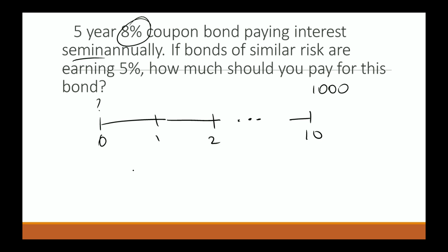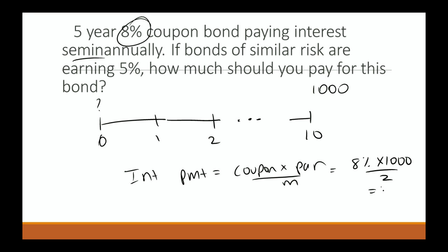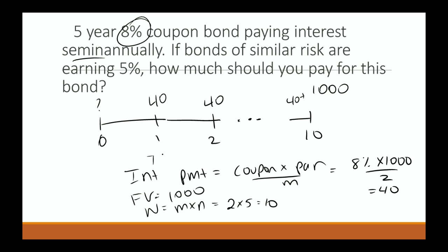8% coupon. So your interest payment is equal to your coupon times par divided by a compounding frequency. 8% times 1,000 divided by 2. So that's $40. You're going to receive $40 every 6 months and $1,000 upon maturity. Let's put in the rest of our knowns. We know that the face value is 1,000. We know that this is 10 6-month periods. And we know that the required return is 5%.